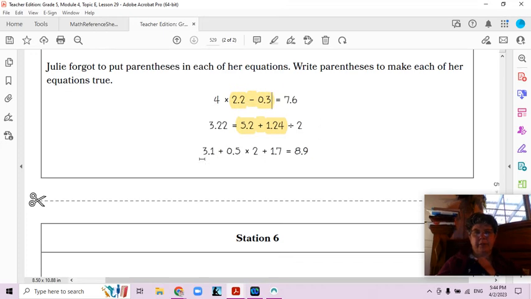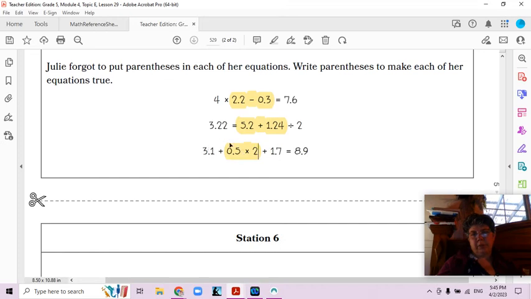All right, then we have one more to look at. 3 1/10 plus 5/10 times 2 plus 1 7/10 is equal to 8 9/10. So once again, I'm looking to figure out where I'm going to put my parentheses. I might have to do a little math. I might just have to do a little thinking, but the first thing I try might not work out, right? Okay, so I'm trying to get 8. So if I did 5 and 2/10 times 2, that would be 1, right? So 1 plus 3 is 4, plus 1 and 7/10, that's almost 2, right?